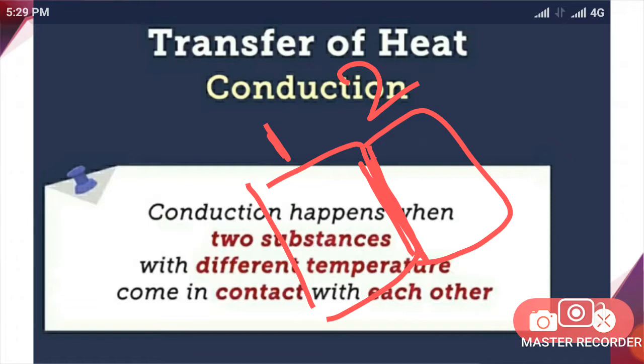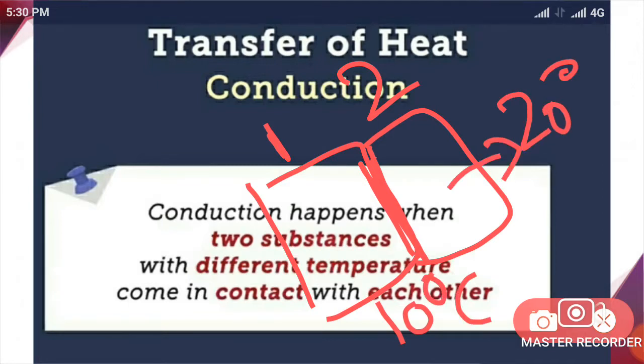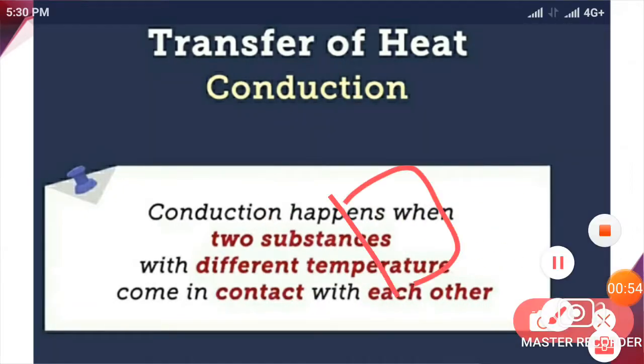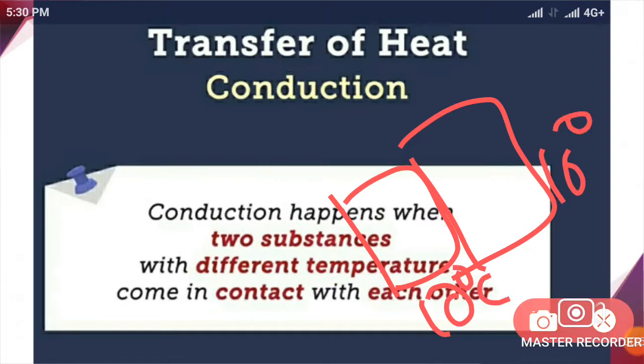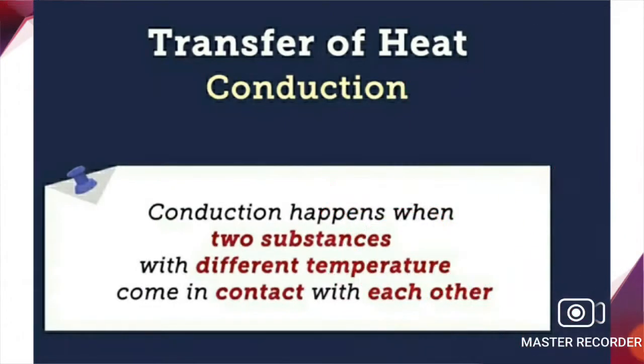And the second condition is that there is a temperature difference between these two objects. Means the first object has a temperature of 10 degrees Celsius and the second object has a temperature of 20 degrees Celsius. Means there is a temperature difference between object 1 and object 2, right? Then only conduction is going to take place. For example, if the first object is 10 degrees Celsius and the second object is also 10 degrees Celsius, there is no conduction of heat from one object to another object. Got it? Understood?